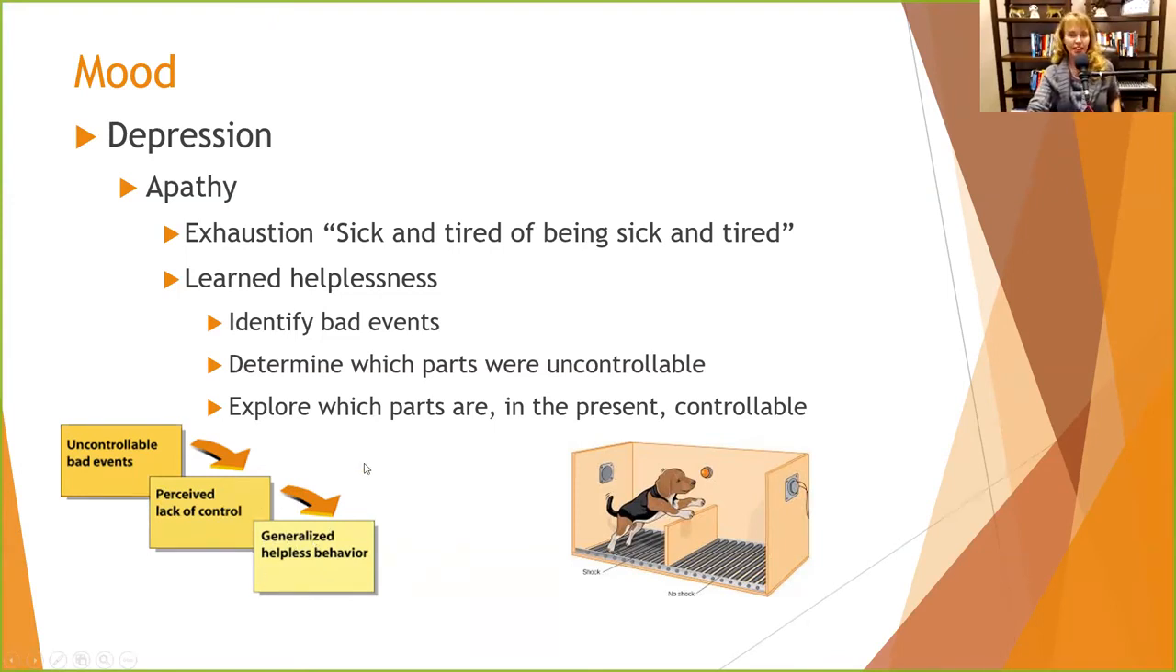So identify the bad events, determine which parts were uncontrollable. Sometimes that helps with guilt. And then again, determine which parts in the present are controllable. I don't want to look back and go woulda, shoulda, coulda, because that's just going to make them feel worse. What I want to do is look in the present and say, all right, we can't change the past, but what can we do to help you move forward?